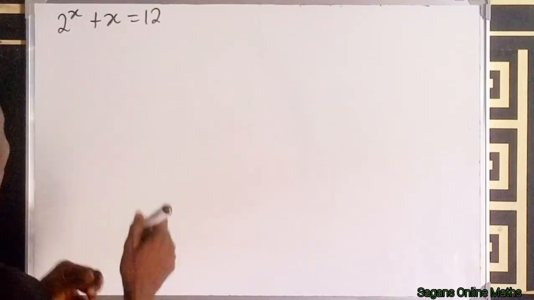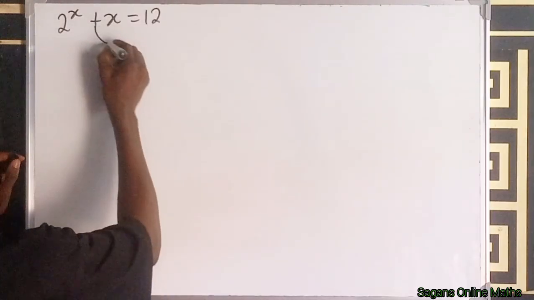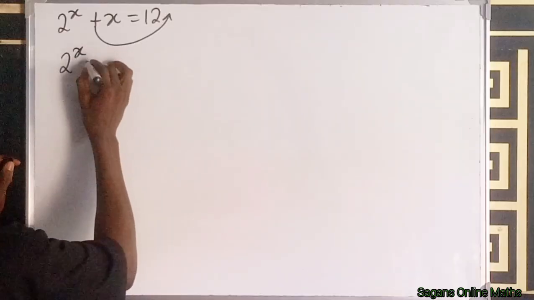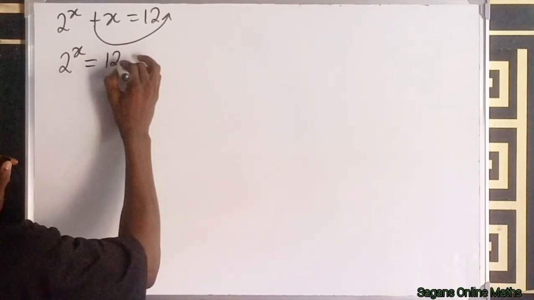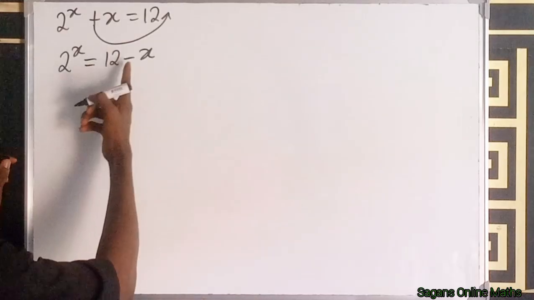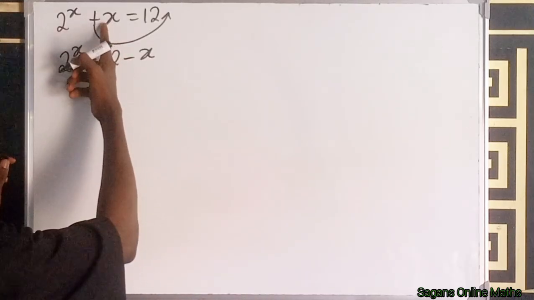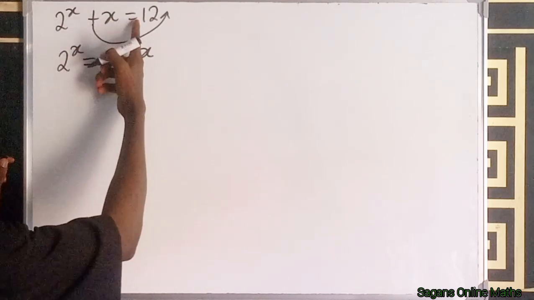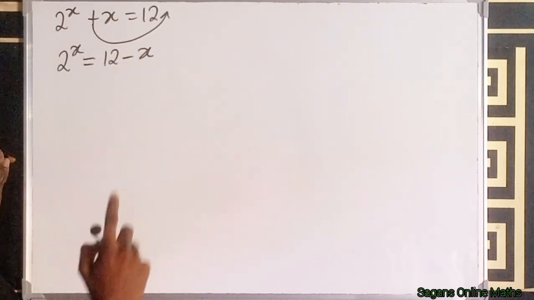Our first step is to subtract x from both sides. If we do that, 2 to the power of x is equal to 12 minus x. That's our first step. Why we have minus x here is because whenever a positive sign crosses the equation, it becomes negative.